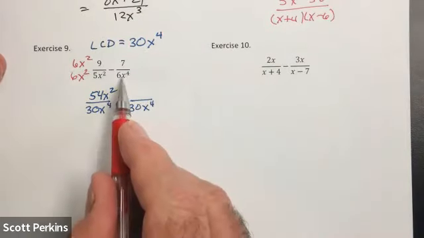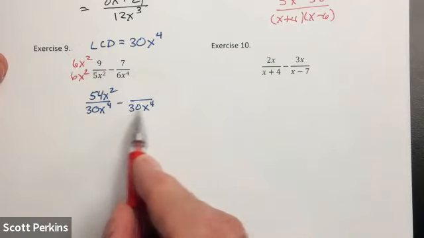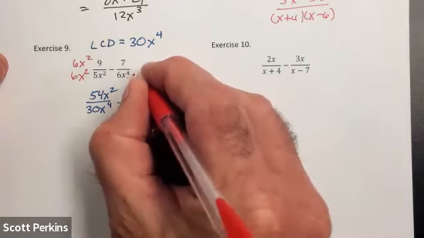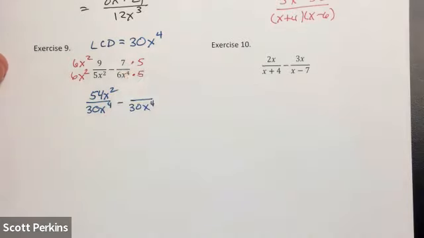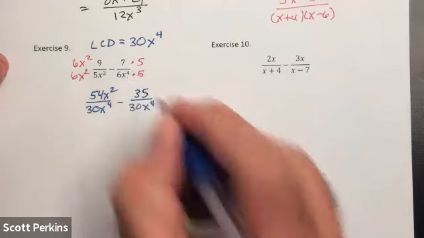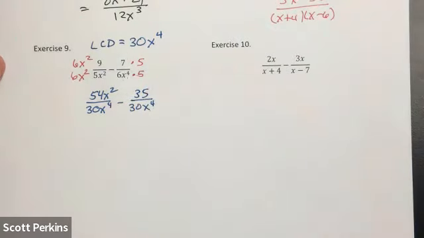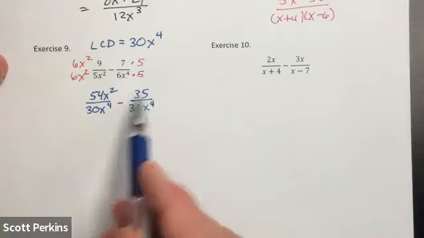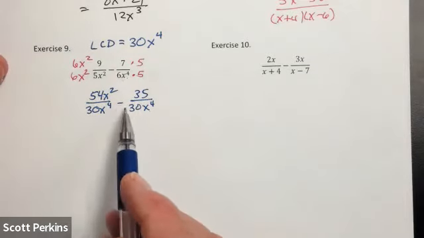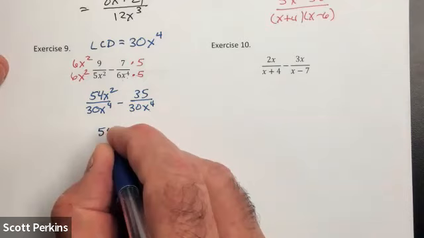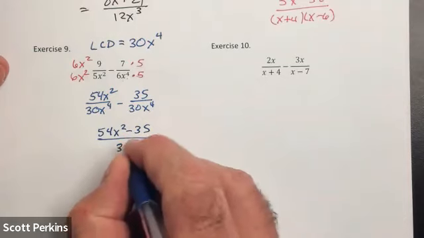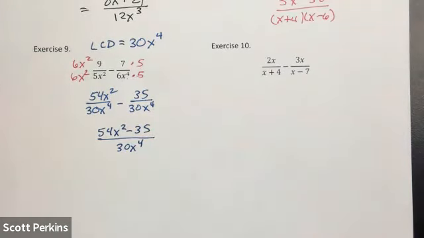The second fraction, I've got to turn 6x to the fourth into 30x to the fourth. Well, notice I've already got all the x's I need. I've got 4 of them, so I just need to take that 6 and multiply by 5. And so 7 times 5 is 35. I've now adjusted both fractions successfully. Now it's just a matter of subtracting. And this is a nice problem because I don't even have to combine anything. It's 54x to the second minus 35. Those are not like terms. I can't combine them at all. And then in the denominator, it's 30x to the fourth. You don't ever change your common denominator. And done. Nothing else to do on that problem.